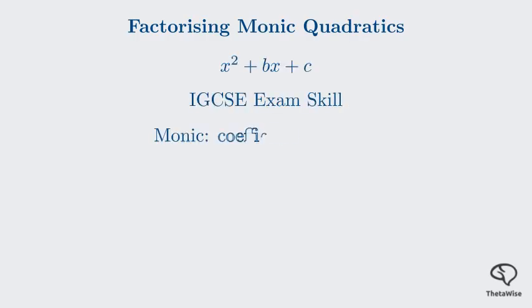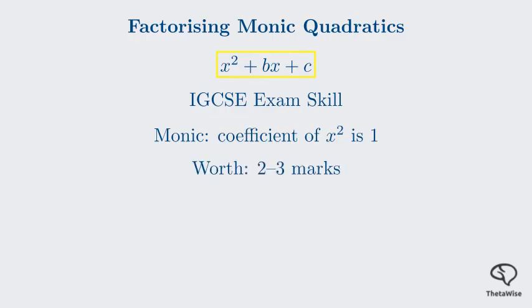First, what does monic mean? It simply means that the coefficient of the x squared term is 1. You will see these expressions frequently in your papers, often worth 2 or 3 marks.